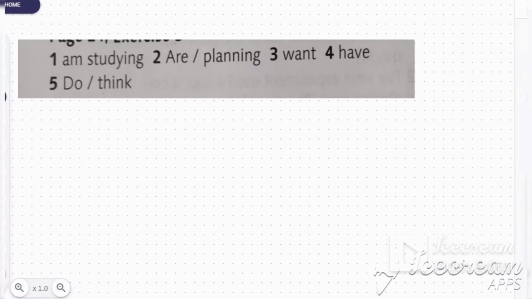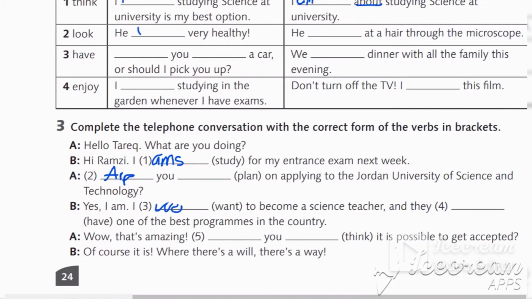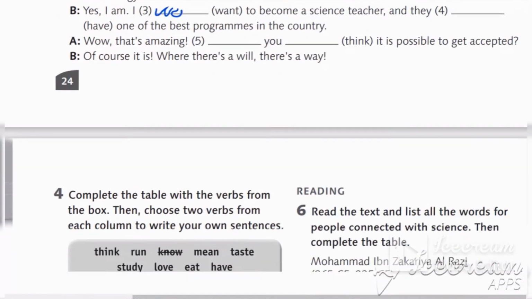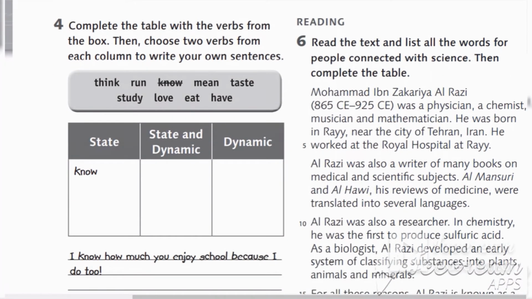Okay, now go to exercise number 4. Complete the table with the verbs from the box. Then choose 2 verbs from each column to write your own sentences. I want you to write your own sentences. You need to identify which verbs are dynamic, which verbs are state, and which verbs are sometimes dynamic and sometimes state. They change according to their position in the sentence.